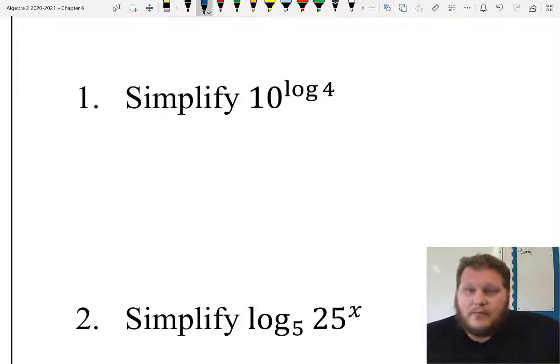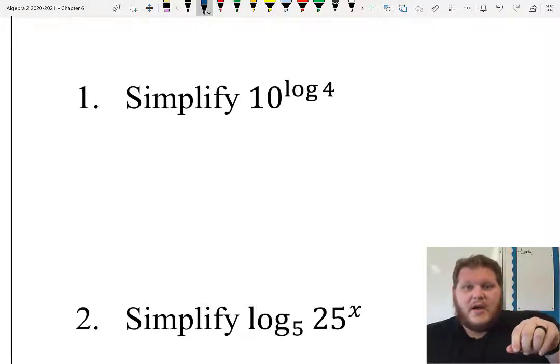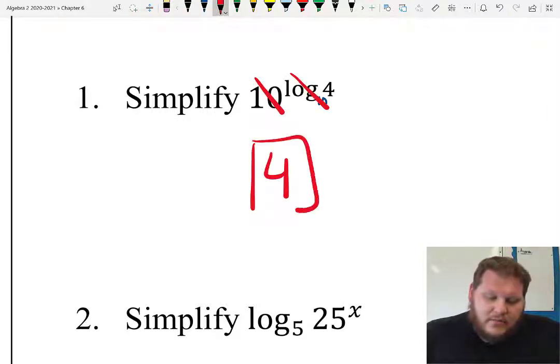On the last set of notes in part one, we saw our two special cases of logs, the ones where we don't write a number as the base. Our common log is log base 10, which is what we're dealing with here. And then, of course, our natural log, ln, is log base e. So here, because this is 10 to the log base 10 power, those two things cancel each other out, and my solution is just 4.